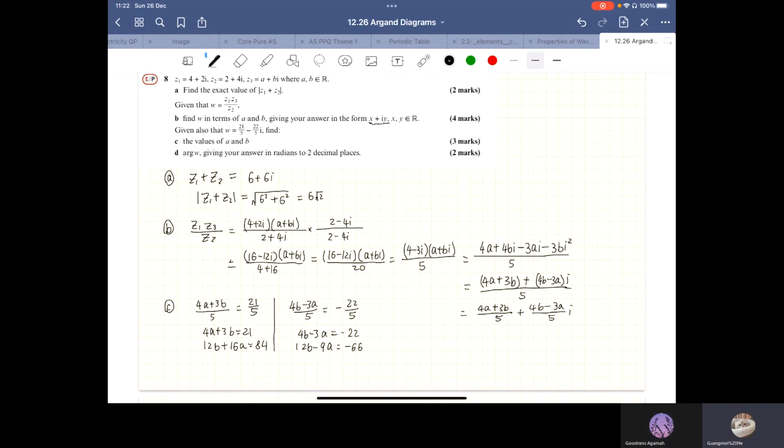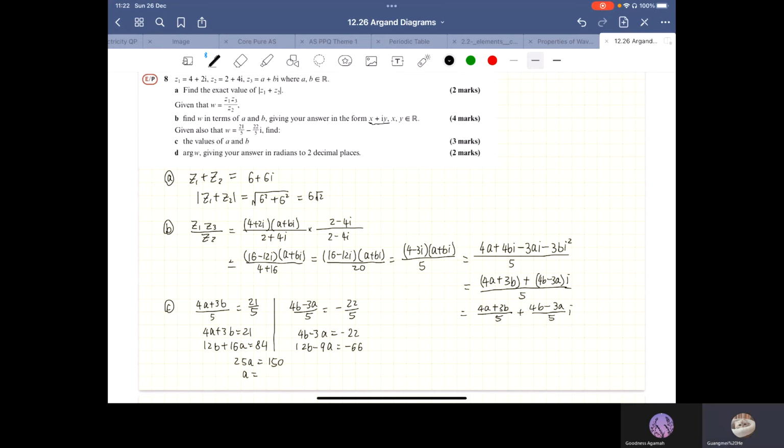Okay. And then we're going to group the last two equations together, and we can get rid of the term b. So 16a minus negative 9a is equal to 84 minus negative 66. So lastly, 25a is equal to 150.